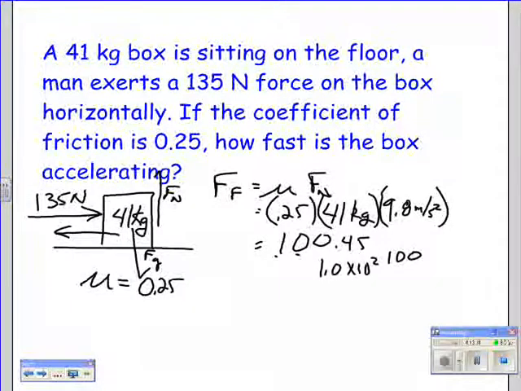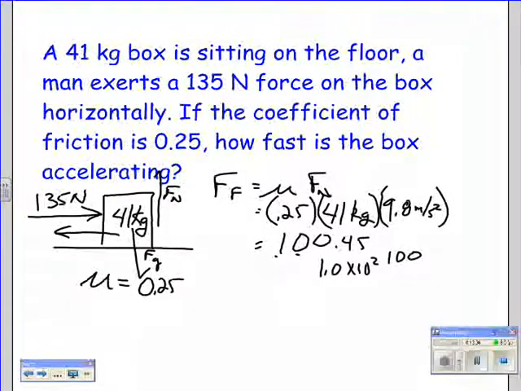Is the box going to move? That's my first question. Will the box move? Yes, because I'm exerting more force than the friction. What if the frictional force was 136 newtons? Then the box would not move. Makes the question easier to answer.